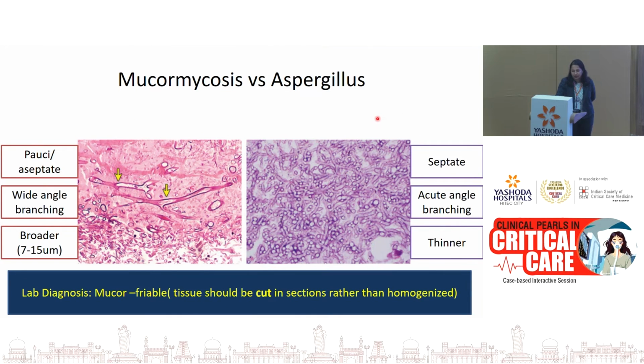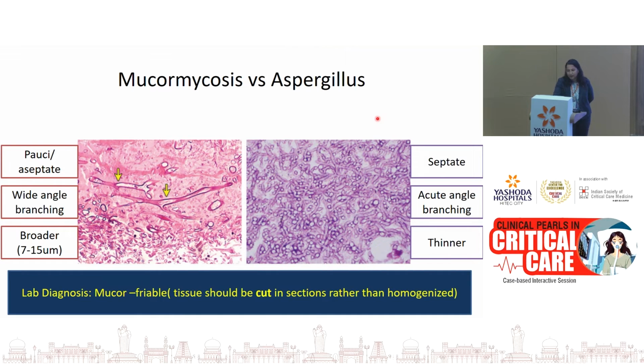Based on the microscopy of the histopathological specimens, we can differentiate between the two. The slide on the left hand side shows mucormycosis, which has aseptate or pauciseptate hyphae with wide angle 90-degree branching, and the hyphae are very broad. Whereas in aspergillosis, it is septate, acute angle branching, and they are thinner.